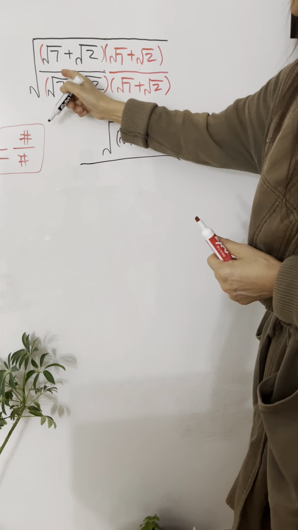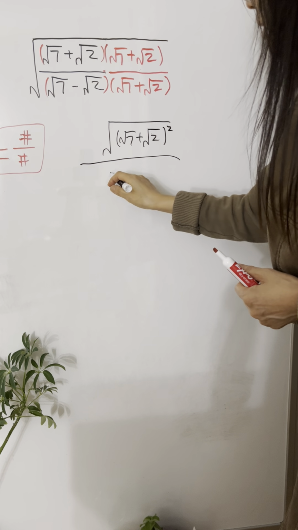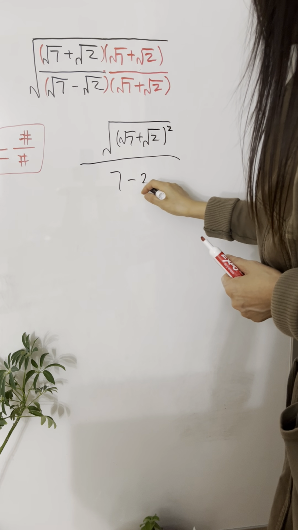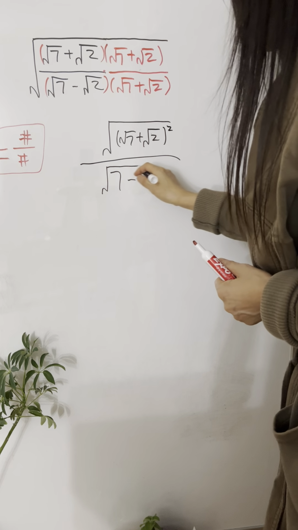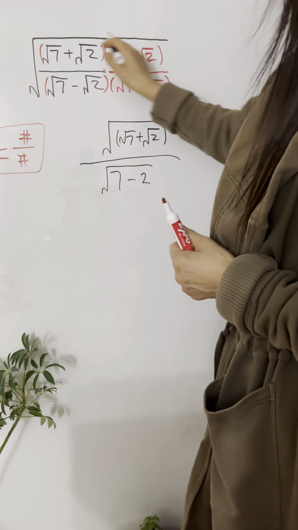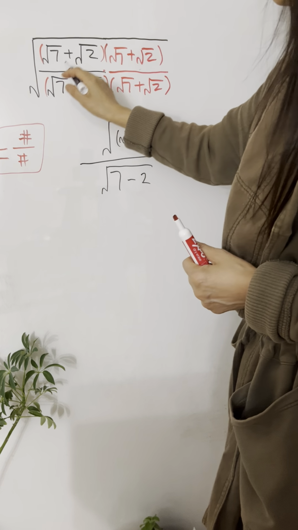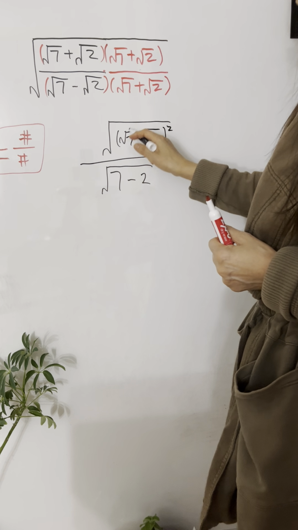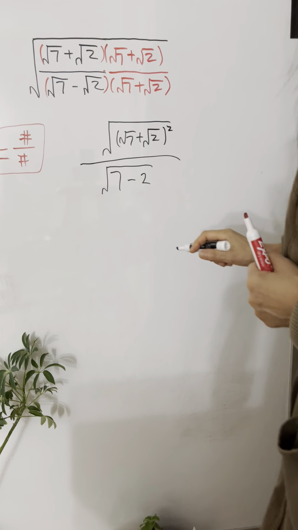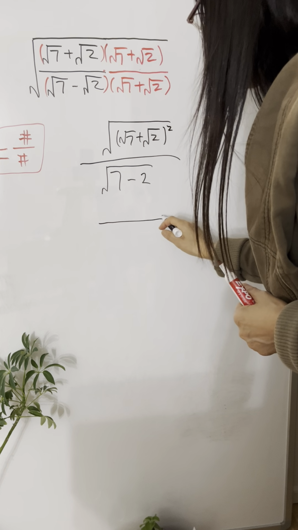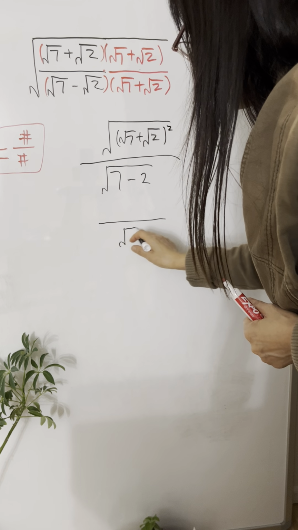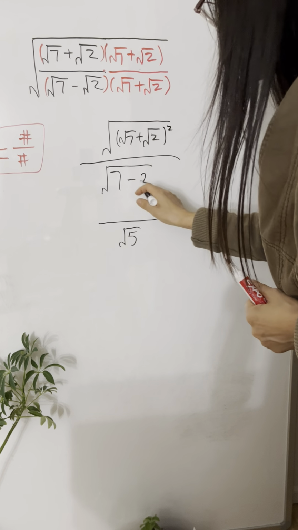The denominator, we get the square root 7 squared, which is 7, minus square root 2 squared, which is 2, but also under square root. Because both the numerator and the denominator are under square root, I can split like this: square root of the numerator, square root of the denominator. Well, the denominator is the square root of 5, because 7 minus 2 is 5.